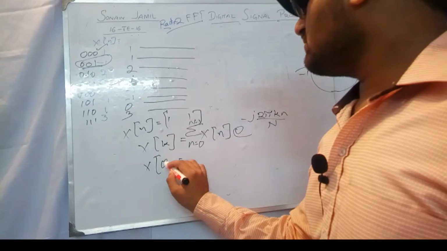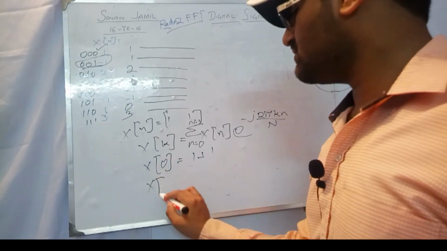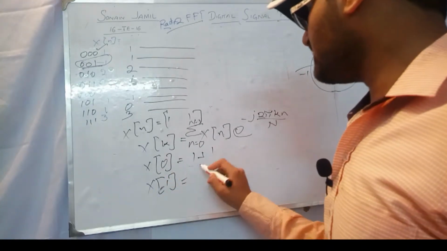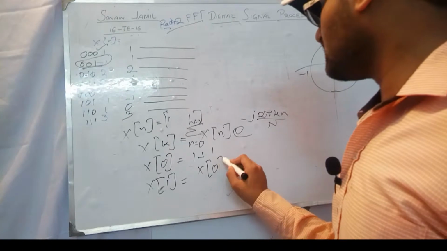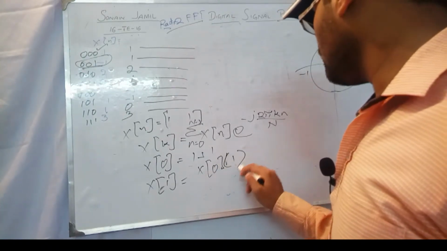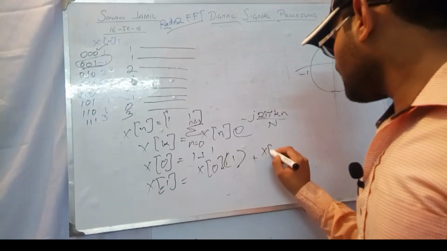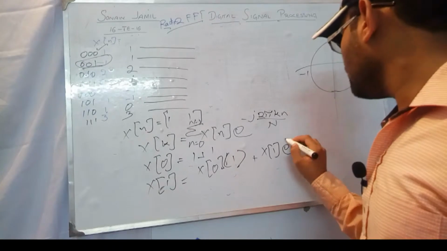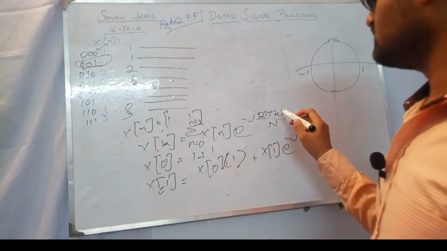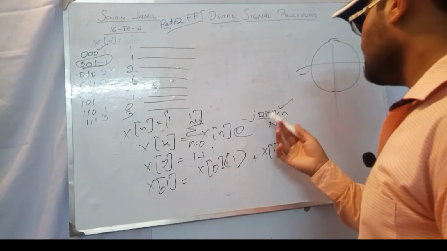Just in case of 0, I said add both values. If we have 1, in this case x of 0 will come to 2, and the value of e will be reduced to minus j, because we have n is equal to 1, k is equal to 1, and this is j pi.